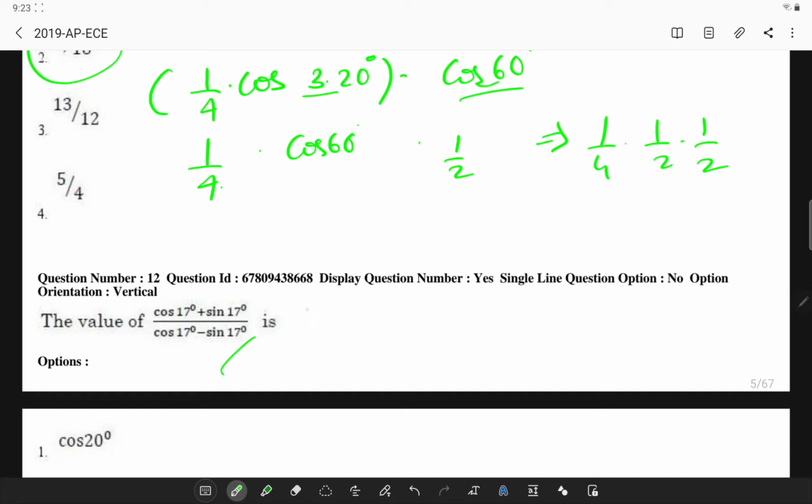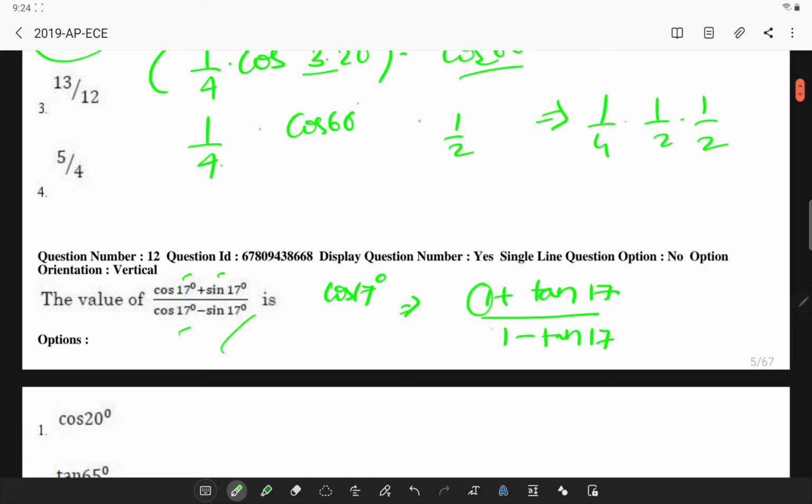The next question is also related to trigonometry. If I simply see this question, it is in the form of cos A plus cos B divided by cos A minus cos B. If I divide the total numerator and denominator by cos 17 degrees, I'll be left with 1 plus tan 17 divided by 1 minus tan 17.